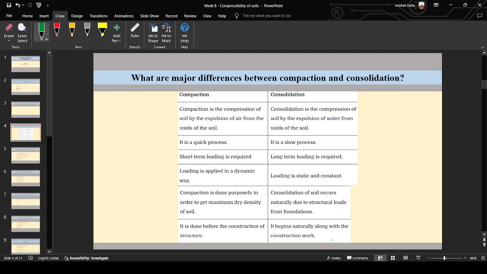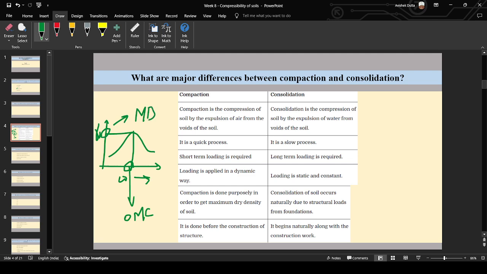Yes. So in the case of compaction, we know there is a graph of maximum dry density and optimum moisture content. Isn't it? This is a graph. This is the moisture content, water content. This is the dry density. So it goes like this. This is the optimum moisture content, the OMC, and this is the maximum dry density, the MDD. Okay. So it is done purposely before the construction of the structure.